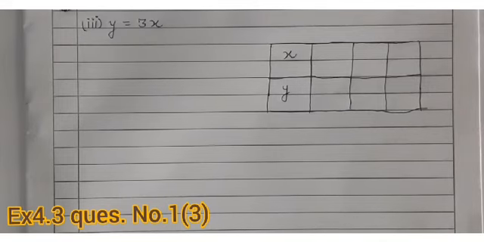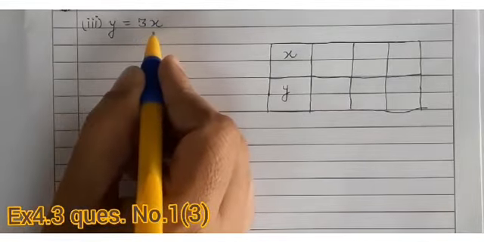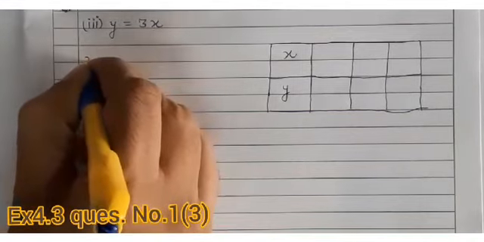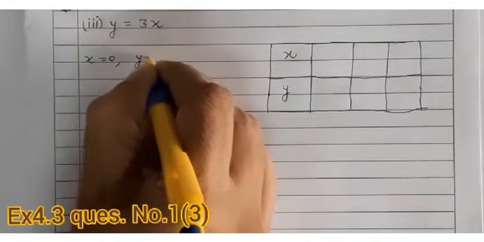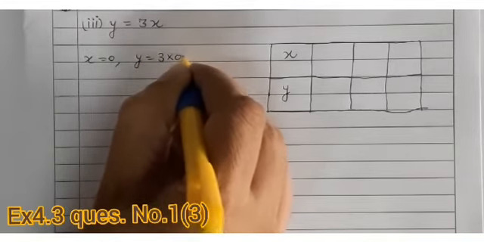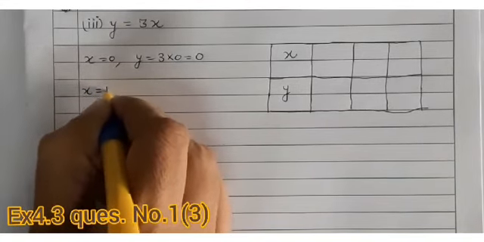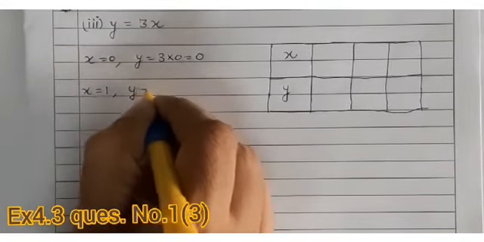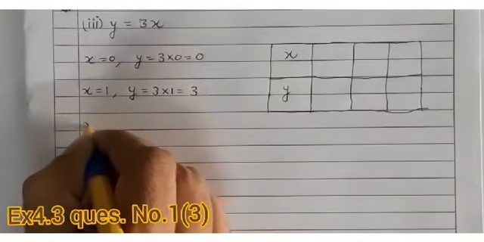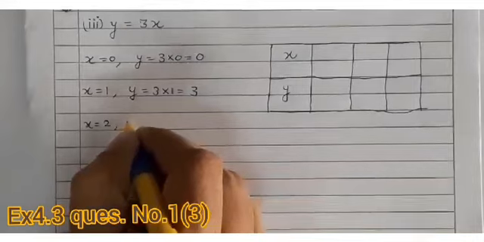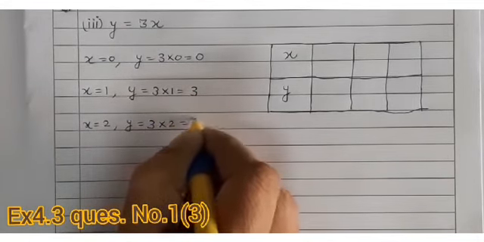Now the next question is y is equal to 3x. See here, if I take the value of x as 0, then what will be the value of y? That is 3 into 0, which is 0. If I take x is equal to 1, then the value of y will be 3 into 1, that is 3. If I take x is equal to 2, then what will be the value of y? Just see, 3 into 2 is equal to 6.